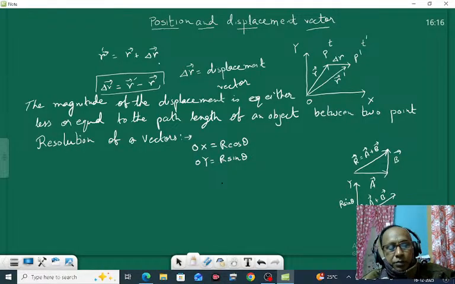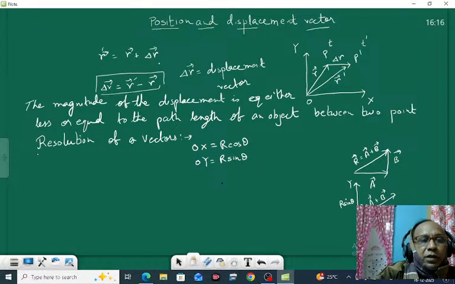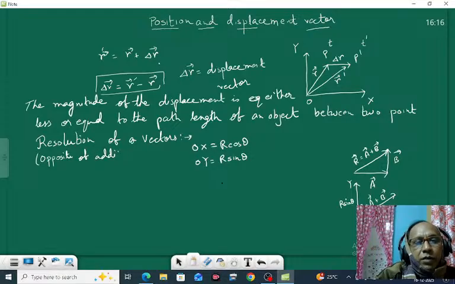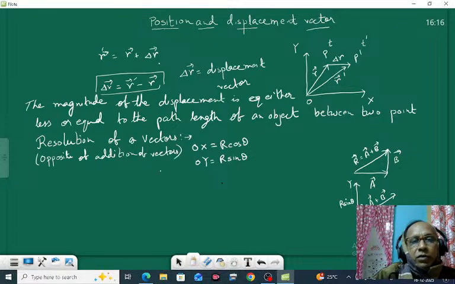The resolution of vectors means the opposite of addition of vectors. That is the resolution of vectors. This we call resolution of vectors.